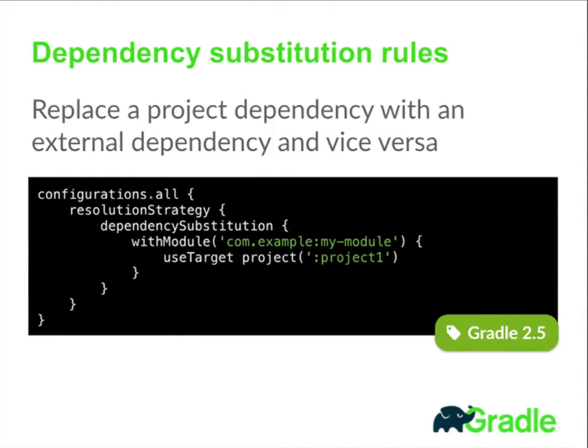But this is kind of how it looks like in Gradle 2.5. So again, we go off the configurations instance. We take the resolution strategy, and then we want to define a dependency substitution. So we either want to have a substitution from a module to a project or the other way around. What you have to define here is the group and name, as well as the project path. And again, you should have either the code checked out or not, depending on what the order is, what you want to swap out. But this is what you can do with 2.5.